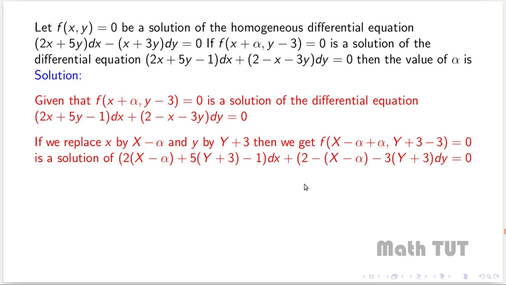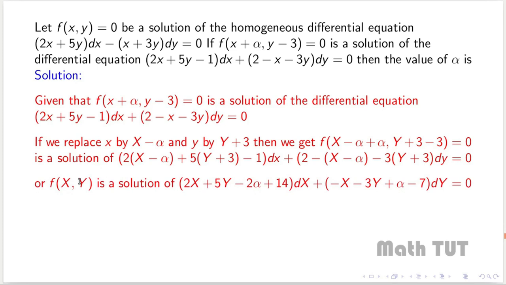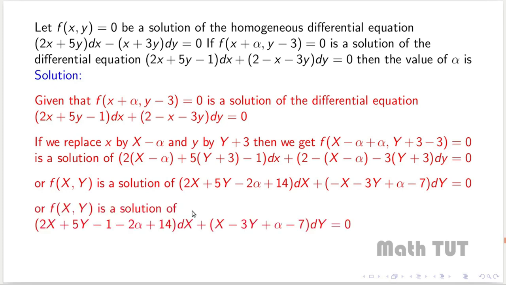So rewriting, you get f of xy is a solution of (2x plus 5y minus 2 alpha plus 14) dx plus (minus x minus 3y plus alpha minus 7) dy equal to 0. If we compare this with the initial statement that f of xy equal to 0 is a solution of the homogeneous differential equation (2x plus 5y) dx minus (x plus 3y) dy equal to 0, what you can say is that minus 2 alpha plus 14 has to be 0 and alpha minus 7 has to be 0. That implies alpha is 7. So the value of alpha is 7 here.